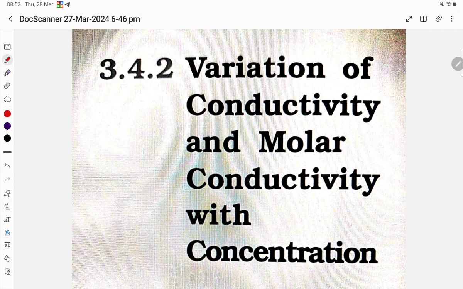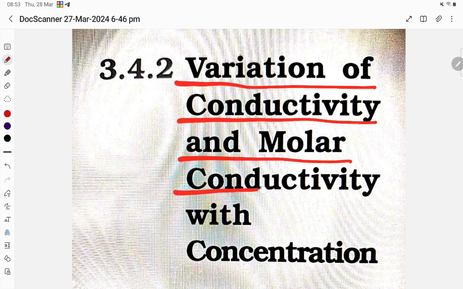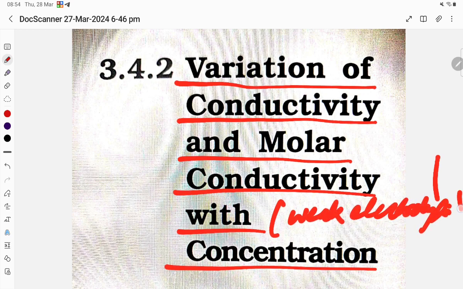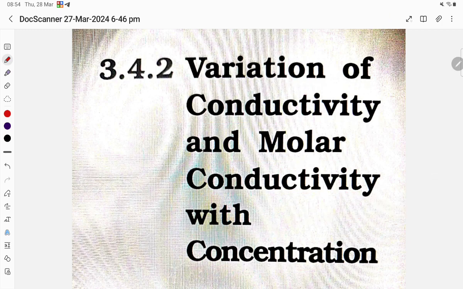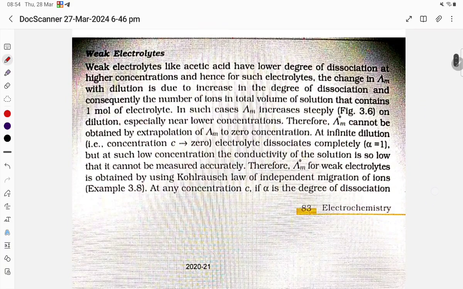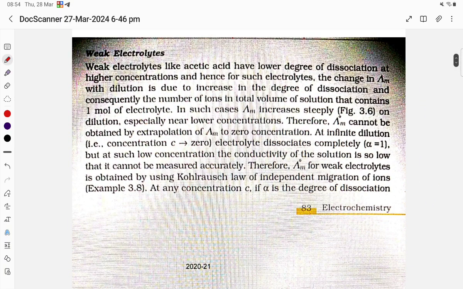Hello student, let's look at the topic: variation of conductivity and molar conductivity with concentration. We are talking about the weak electrolyte. Here we will see the weak electrolyte, because for a strong electrolyte we have already done it. So let us see how the slide is explaining it.